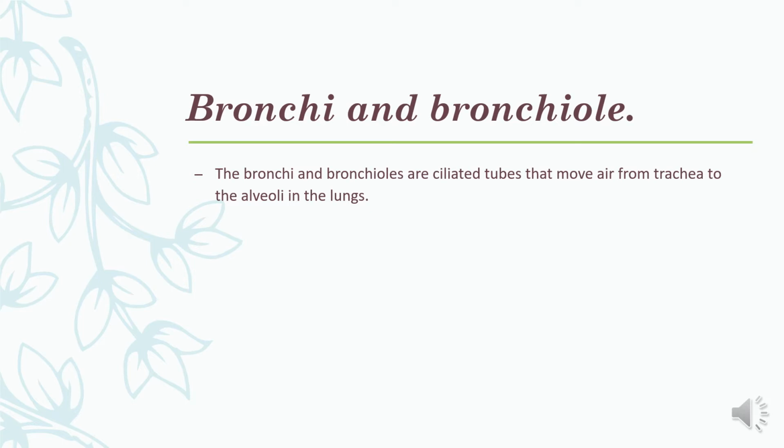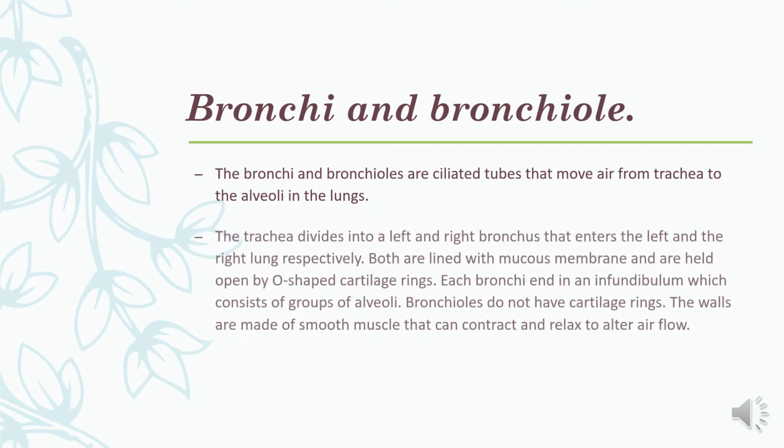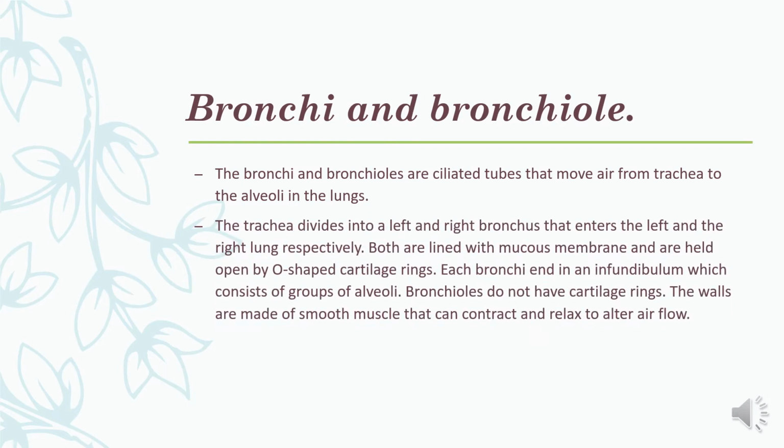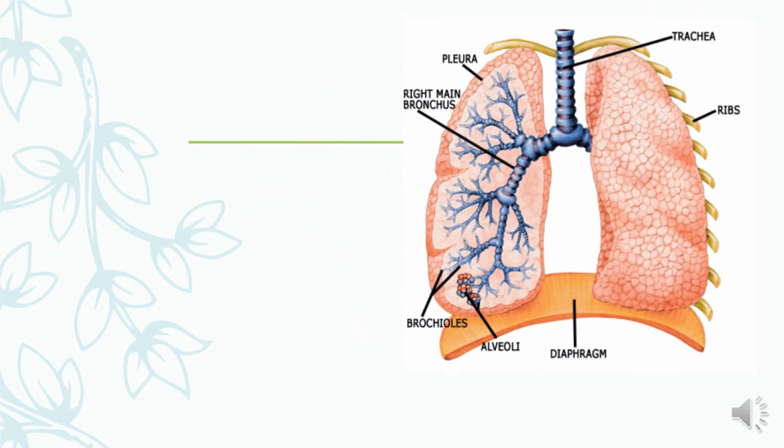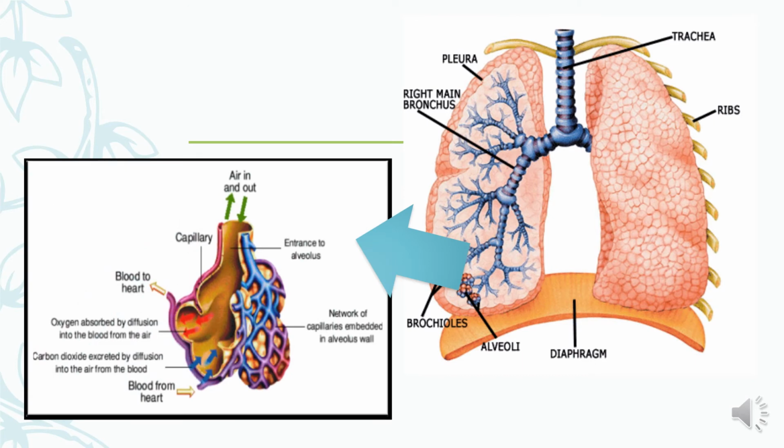Now, each bronchi end in an infundibulum, which consists of groups of alveoli. Now, bronchioles do not have cartilage rings. The walls are made of smooth muscle that can contract and relax to alter airflow. Okay, so there's a pretty little picture just to show you what a lung looks like and then what the alveoli look like at the end of the day.